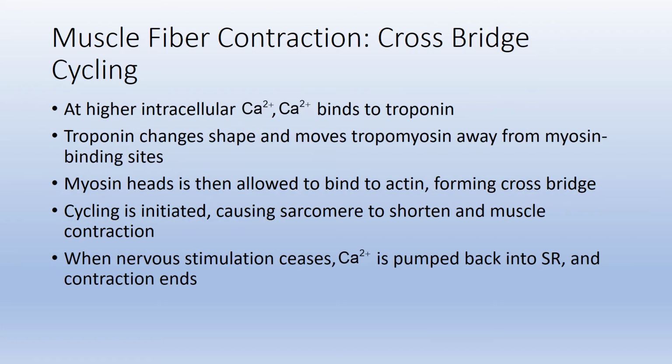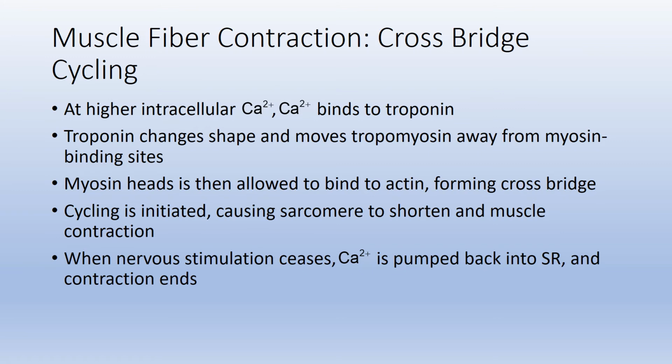Once calcium is released from the terminal cisterns of the sarcoplasmic reticulum in response to an action potential, calcium will bind to troponin. Once calcium binds to troponin, troponin will change shape or reconfigure itself. And when it does, it actually pulls the tropomyosin away from the myosin binding sites on the actin filament.